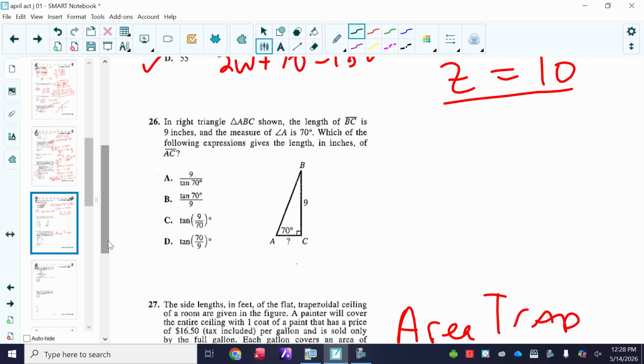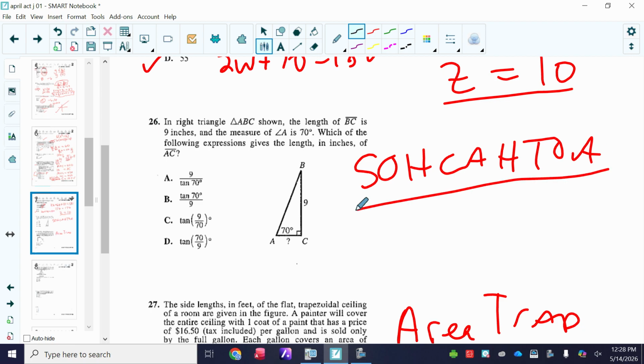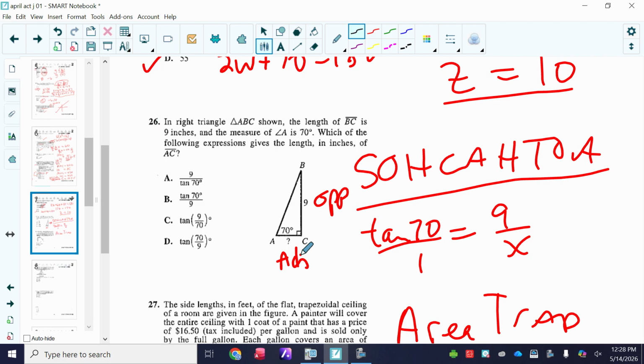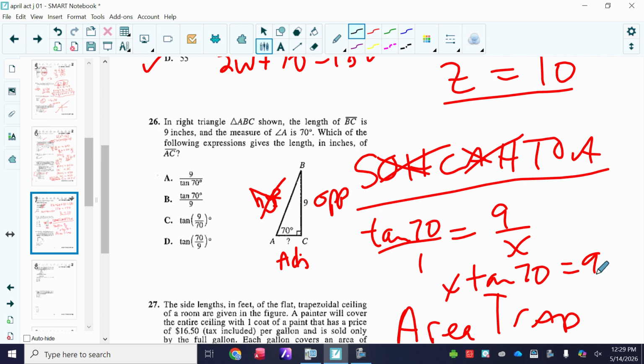This is SOHCAHTOA, so if you look at Chief SOHCAHTOA program, it gives you the ratio, and this is going to be the tangent of 70 is 9 over x, because this is the opposite and this is the adjacent. This is the hypotenuse, which doesn't figure, so you can throw out these. You know it's tangent of 70. Cross multiply, and you get x tan 70 equals 9. And so it's 9 divided by tan of 70 for the answer.